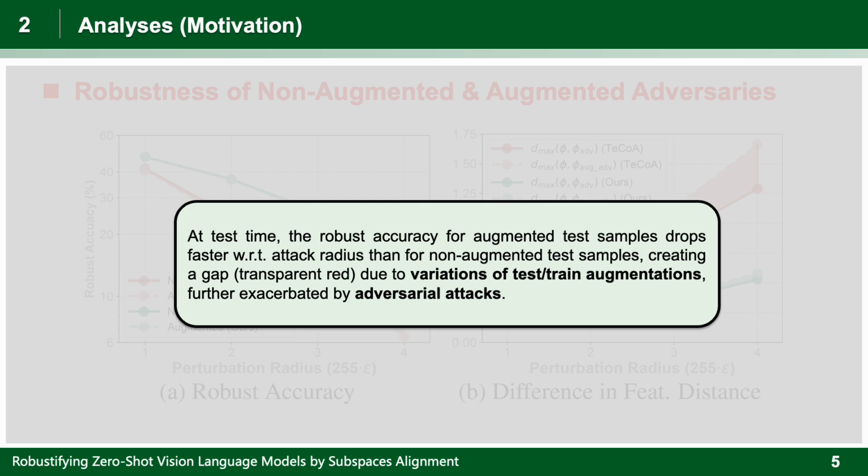At test time, the robust accuracy for augmented test samples drops faster with respect to adversarial attack radius than for non-augmented test examples, creating a gap due to variations of test-time augmentations. It is further exacerbated by adversarial attacks. For our method, aligning subspaces equals aligning all samples that could lie on each subspace. Even if they are not in the dataset, it can still lead to better robustness or smaller gaps.